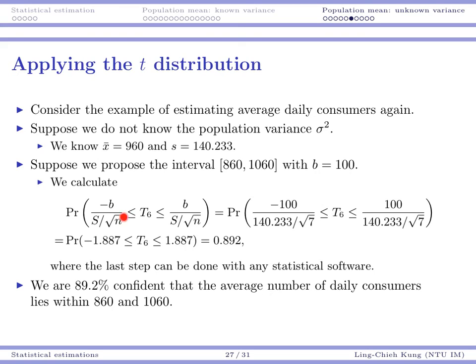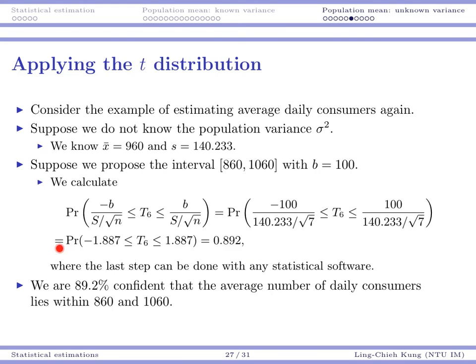With this, I know which PDF or which distribution I will be dealing with. Also I need to find the lower bound and the upper bound. All I need to do is plug in the values I chose or obtained: B is 100, S is my sample standard deviation, and 7 is my sample size. Putting all these numbers in, we find that the t distribution tells us the probability for me to be correct would be around 90%.